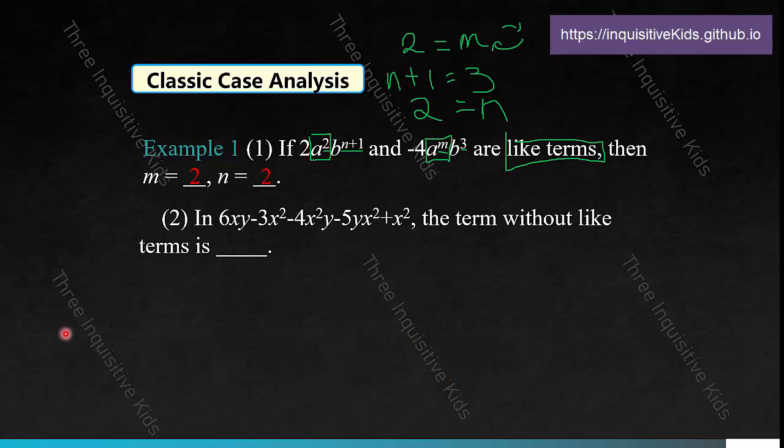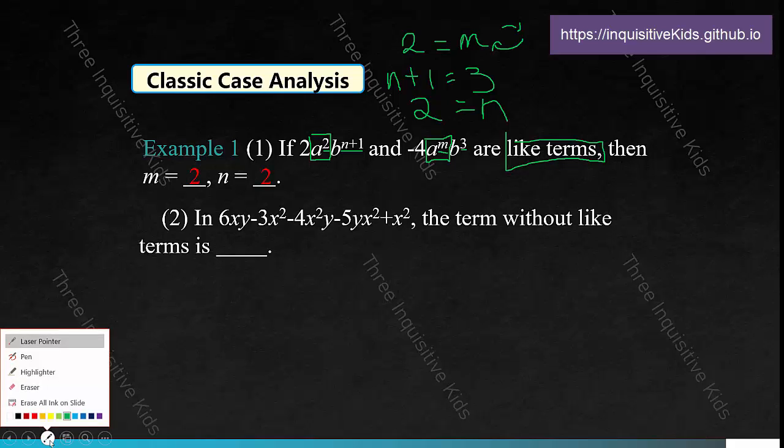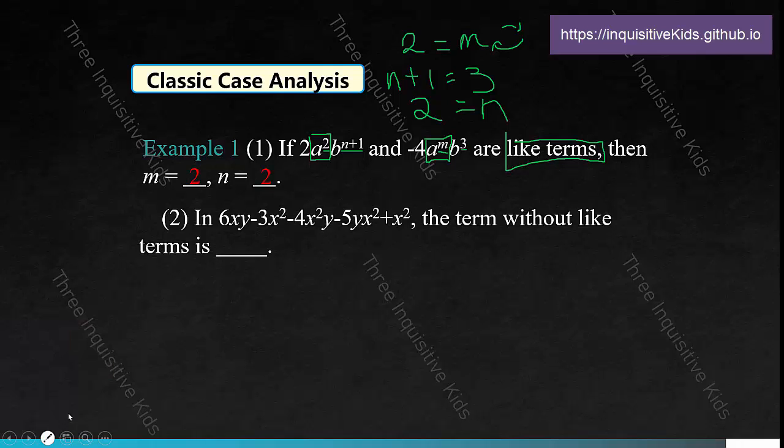And example 2. In the polynomial 6xy minus 3x squared minus 4x squared y minus 5yx squared plus x squared, the term without like terms is blank. It's asking you to find which term does not have a like term. So which term cannot go in a pair? Well, let's just start from the first term, 6xy. Is there another term with xy? No. So from that, you can already know that 6xy is the answer.